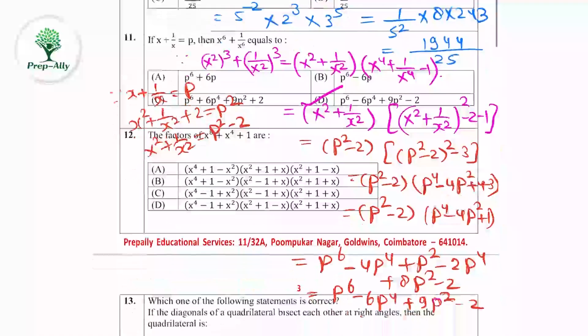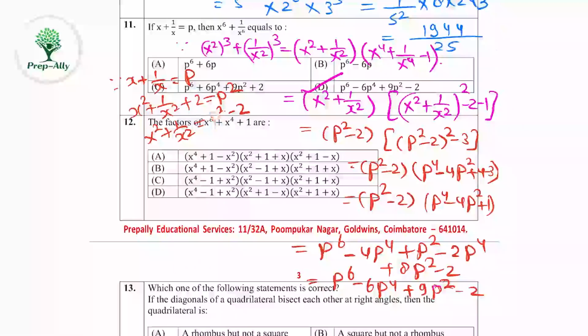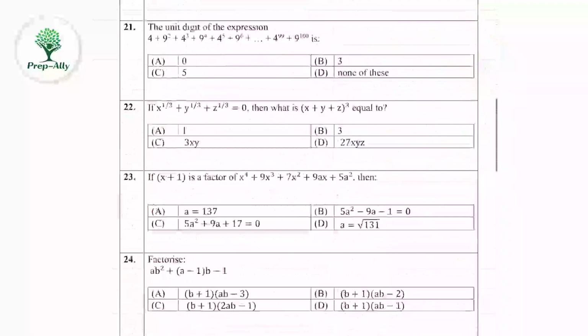Now the question number 12. So question number 12 here it is given. We have to factorize x raised to power 8 plus x raised to power 4 plus 1. So here I factorize this question number 12.